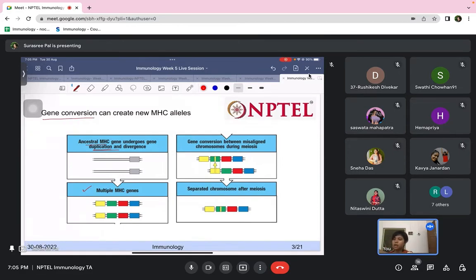What is gene conversion? Gene conversion occurs during crossing over. When crossing over takes place during meiosis, the homologous chromosomes are aligned to each other, right? We know that during meiosis the homologous chromosomes are aligned to each other, and there is another event which takes place here, which is crossing over, through the chiasma formation and all that. So during this crossing over event, these MHC genes also align, these chromosomes also align to each other, right?